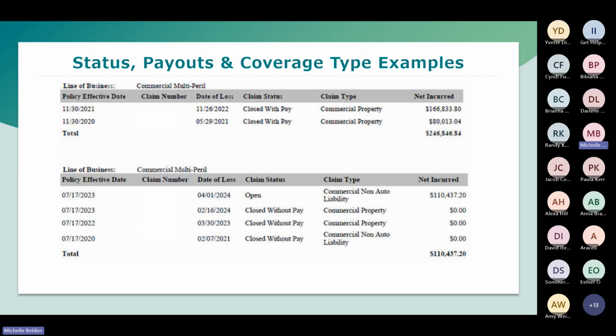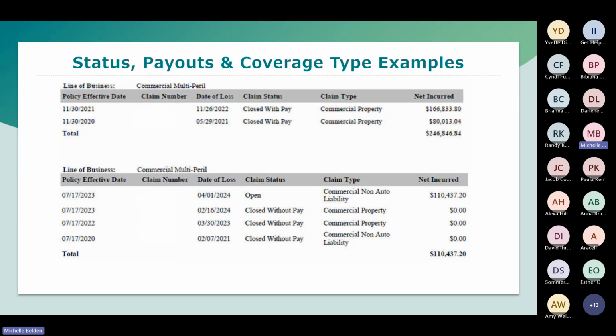And then if it's closed with pay, obviously we've gone through the whole claims process. So a claim was filed, a claims adjuster was assigned, and they went through all of their steps to adjust the claim, and then a payout was made. And once the payout was made and everything's been signed off on, it's going to be closed out. So that's an important thing.